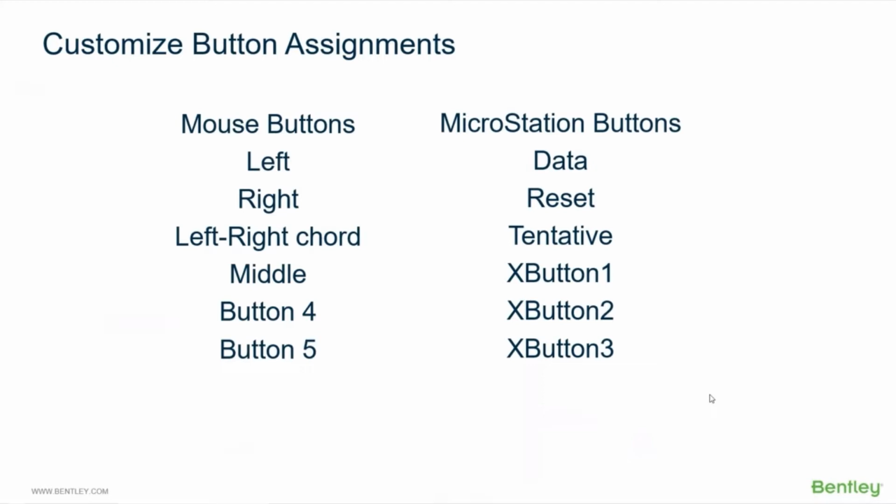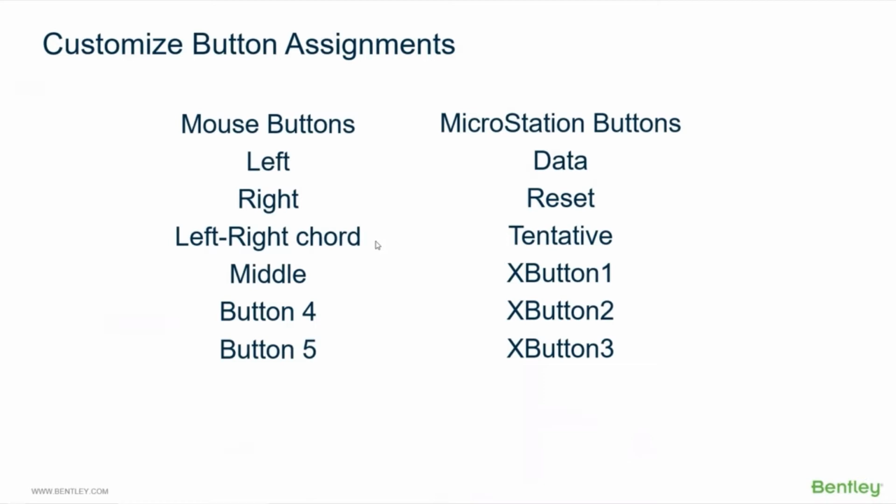So there is the name of what we would call the button on the mouse, and then there's the name that MicroStation gives to those buttons. The left button is typically called the data button, or data, if you prefer that pronunciation. The right button is the reset. The left-right, meaning the left and right buttons pressed at the exact same time, is referred to as the left-right chord, and that's referred to as tentative.